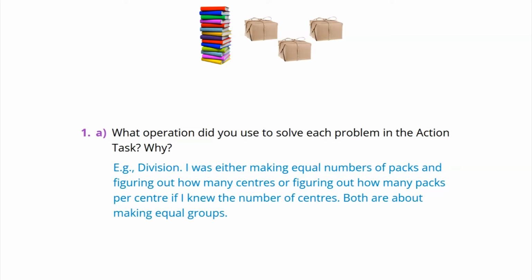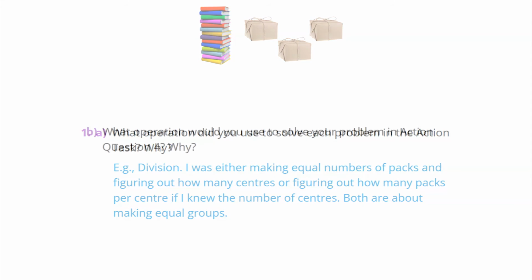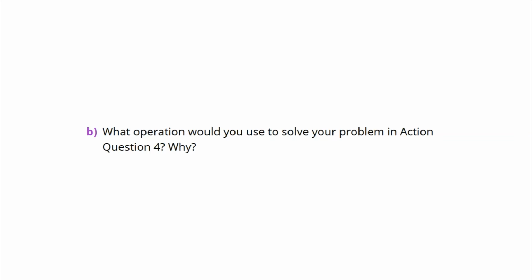Your response might be that you used division. I was either making equal numbers of packs and figuring out how many centers, or figuring out how many packs per center, if I knew the number of centers. Both are about making equal groups. What operation would you use to solve your problem in action question 4, and why?